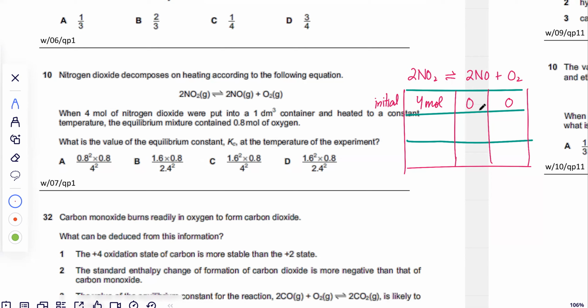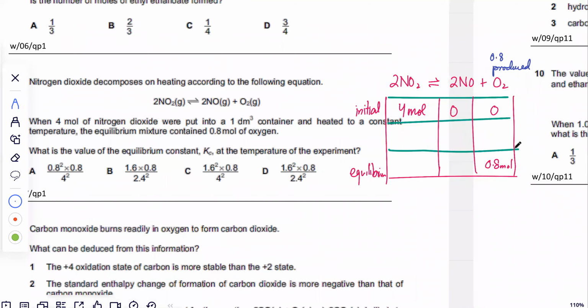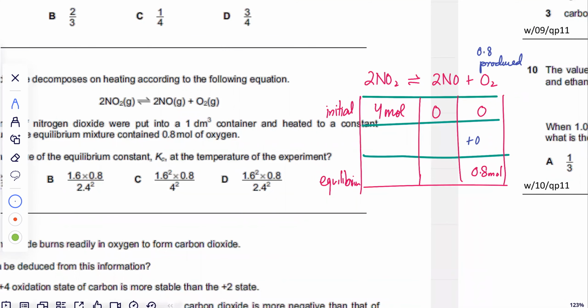Then the container was heated to a constant temperature and equilibrium was reached. The equilibrium mixture contained 0.8 moles of oxygen. At the beginning, the container had no O2, but now it has 0.8 moles of O2. So that clearly means that O2 got produced in the reaction. 0.8 moles of O2 were produced during the reaction.